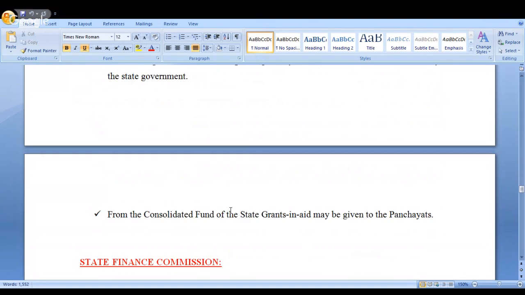From the consolidated fund of the state, grants in aid may be given to the panchayats. See here, you have the finance commission, state finance commission at the state level. You have a central finance commission under article number 280. And in part 9, you have the state finance commission today.